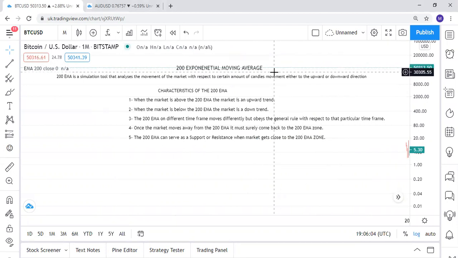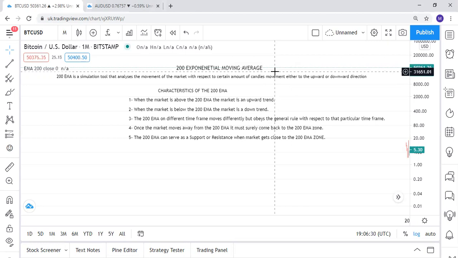So some people use the 50 exponential moving average, some people use 20, some people use 100, some people use 60, some people use 30. I think 200 is the highest you can use. And what does it mean? It means that the 200 previous candles is what the exponential moving average calculates.